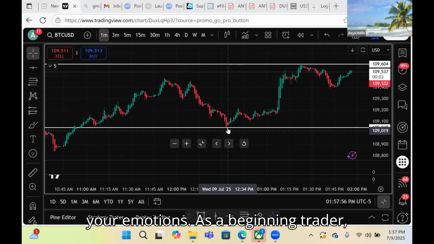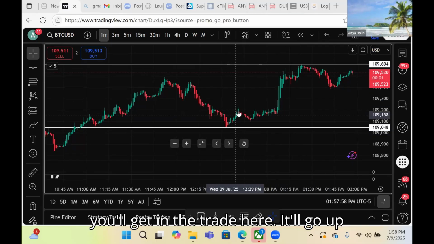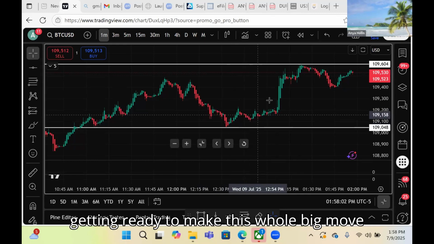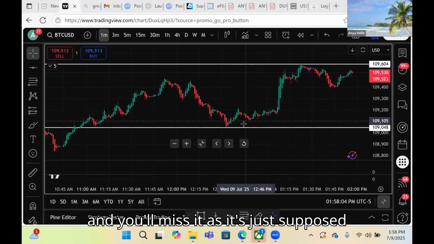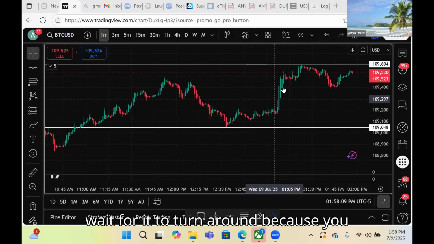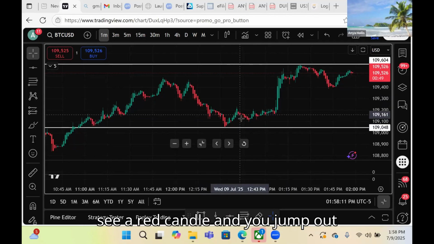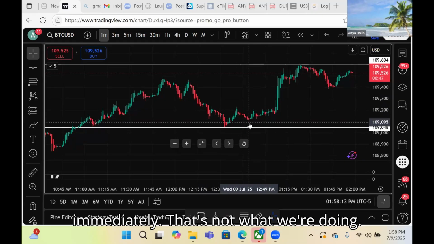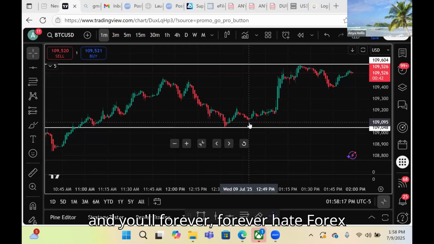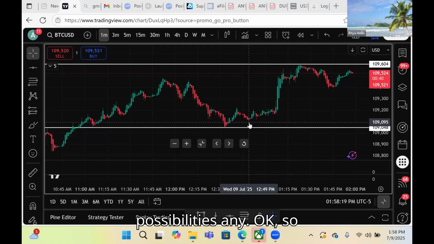As a beginning trader, you'll get in the trade here. It'll go up here and it'll pull back and you immediately jump out, not knowing that it's getting ready to make this whole big move, and you'll miss it. You're just supposed to stand in these few 5-6 minutes and wait for it to turn around, because you see a red candle and you jump out immediately. That's not what we're doing. If you do that, you'll always lose money and you'll forever hate Forex because you won't see the possibilities in it.